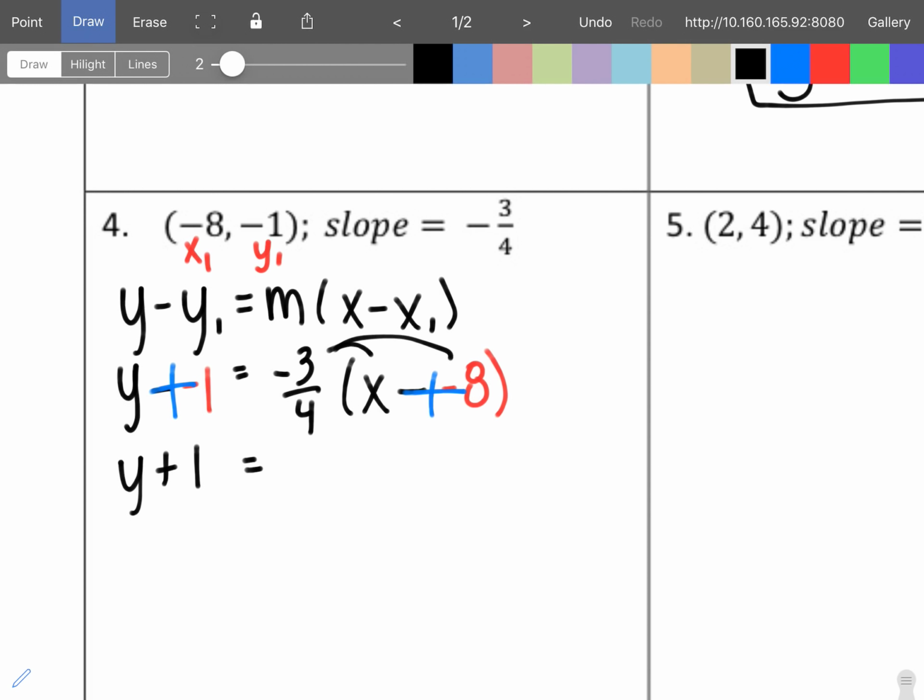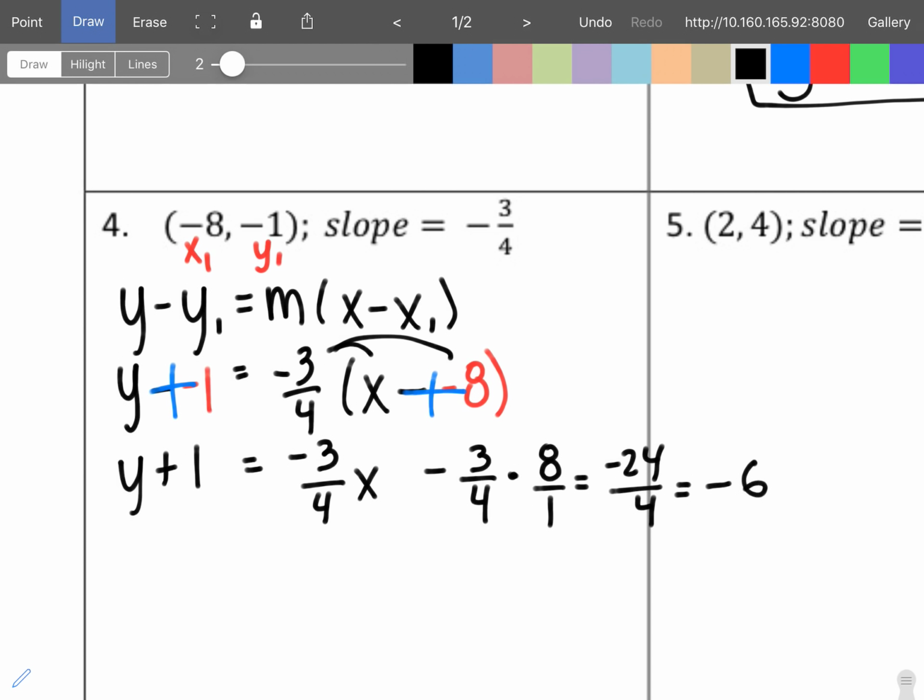Now here's a fraction. -3/4 times x is -3/4 x. -3/4 times 8, now this is how we do this. -3/4 times 8 over 1. So I'm just going to multiply across. -24 over 4. What's -24 divided by 4? -6. Okay, so that means that -3/4 times 8 is -6. So I'm just going to say -6 here.